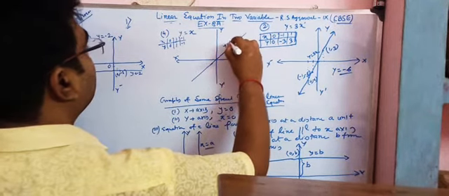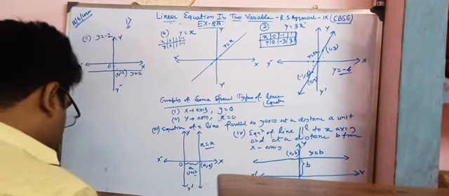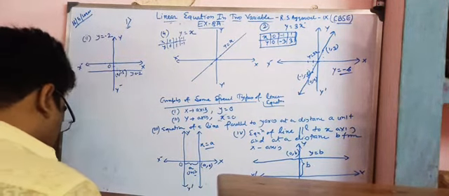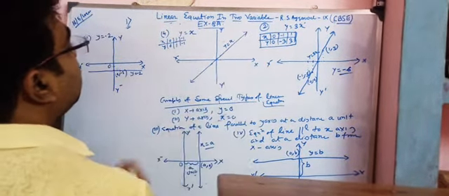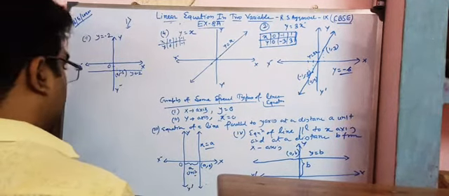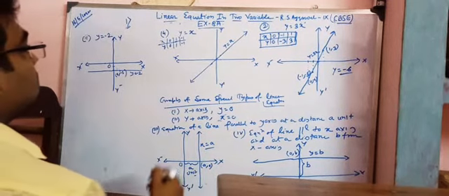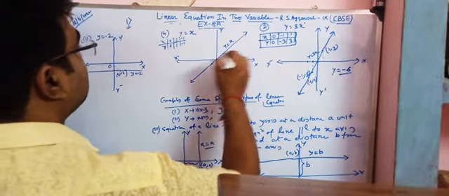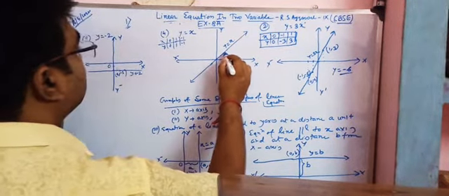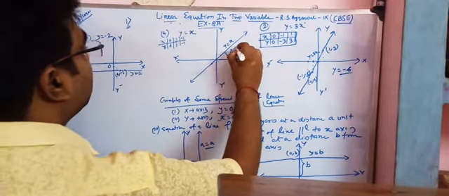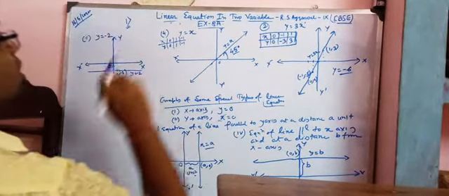This is y is equal to x. And the m means the slope. If we determine the slope, this should be its slope, and that should be 45 degrees. That is, this straight line should make an angle of 45 degrees with the positive x-axis.